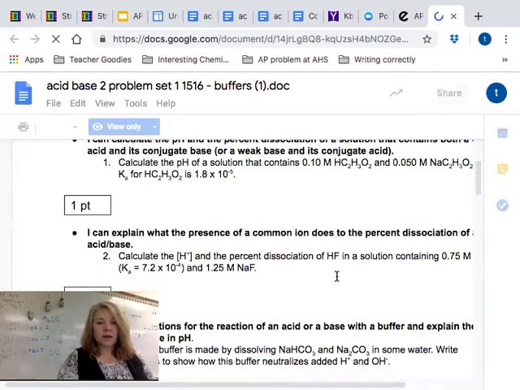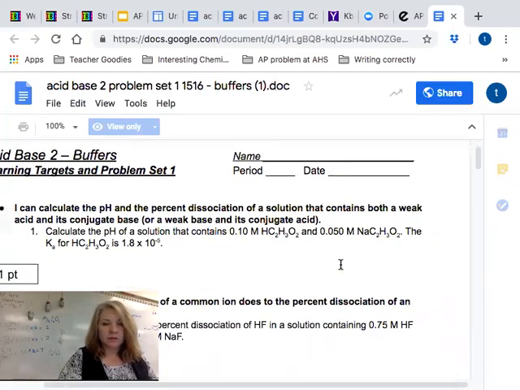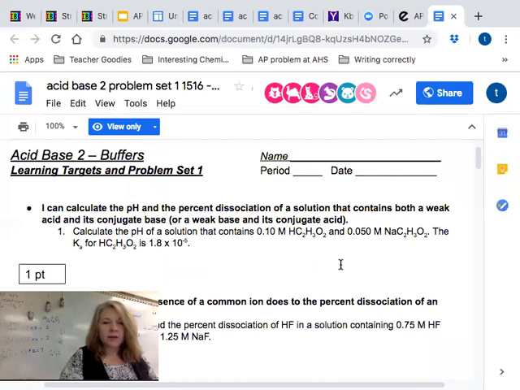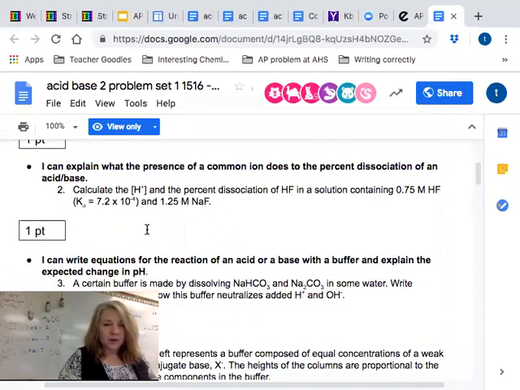Okay, so let's look at maybe our first problem here, and let's see if there's anything weird about it. Let's calculate the pH of a solution that contains 0.1 molar acetic acid and 0.05 molar of sodium acetate. Again, we don't care about the sodium part. So it's the acetate ion that's going to be your conjugate base. They give you the Ka value for this. So that one's pretty straightforward. Then the next part, it says calculate H plus and the percent dissociation of HF in a solution.